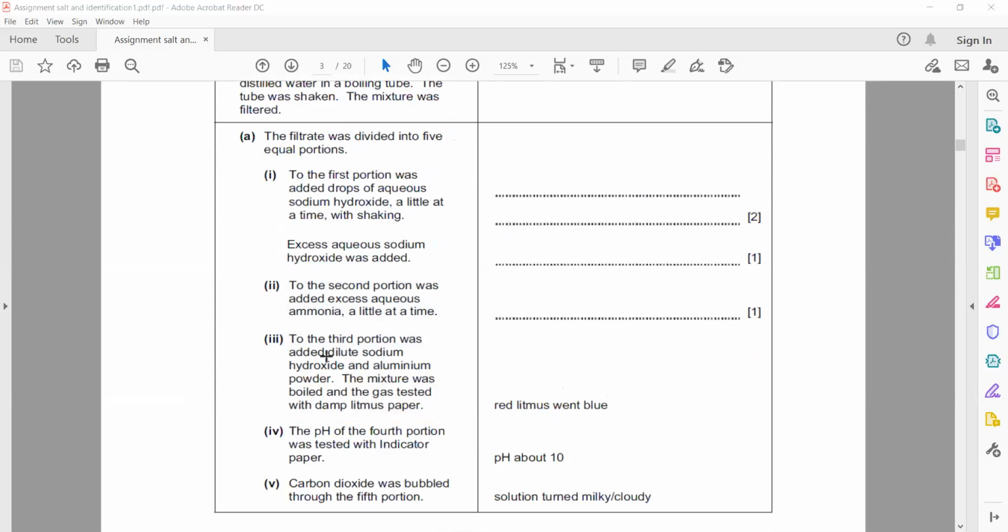Then to the third portion, you add sodium hydroxide and aluminum. This is a test for the nitrate ion, so this indicates that it contains nitrate ion. The pH of the fourth portion was tested. If the pH of the solution is 10, it means it contains hydroxide ion, or it's a weak alkali. And when you pass carbon dioxide, it will turn milky. So that means the solution is lime water, and lime water means calcium hydroxide.